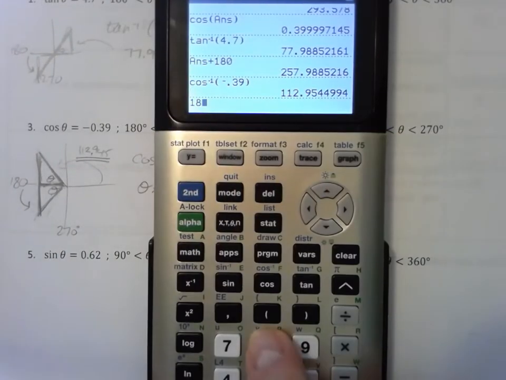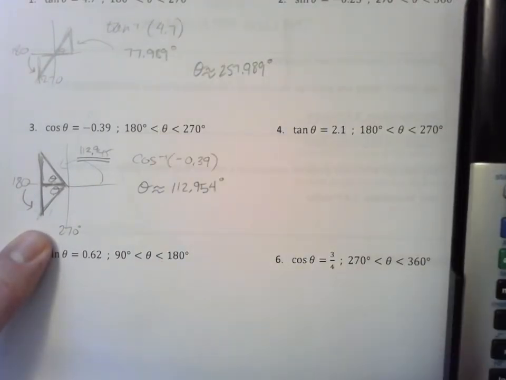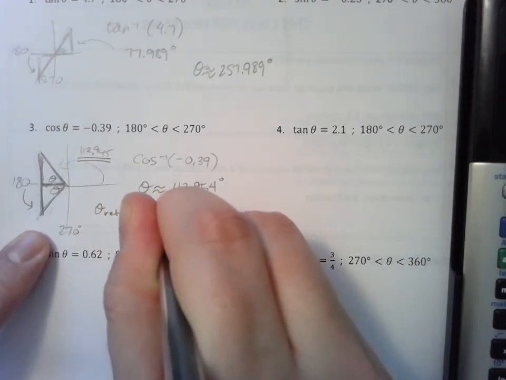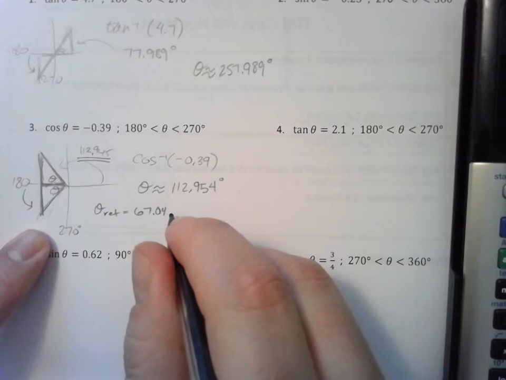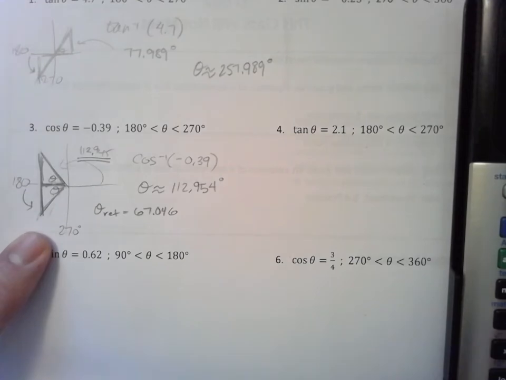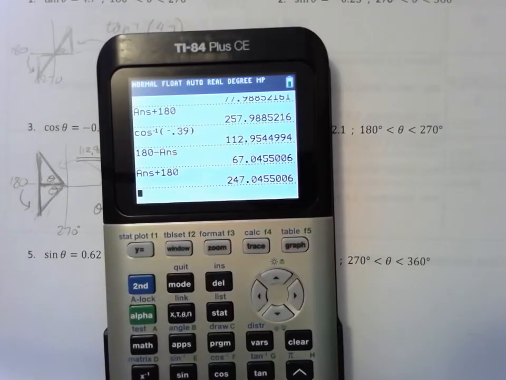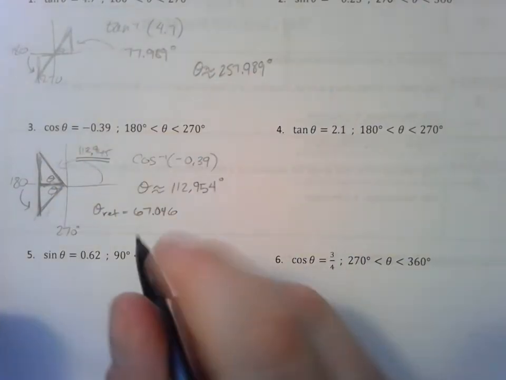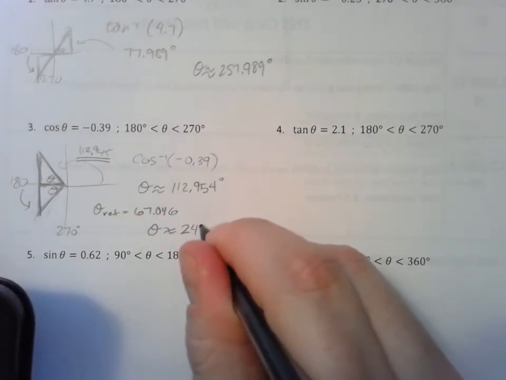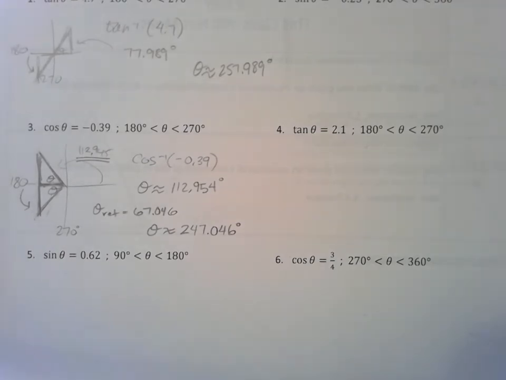So I'm going to take 180 and subtract the exact answer that I got. That tells me the reference angle, I'm going to write theta reference, is 67.046. That's what I'm going to add to 180 because I'm moving in the positive direction. Let's add 180 to it. This gives us 247.046. So the angle we were looking for that fits between 180 and 270 is 247.046 degrees approximately.